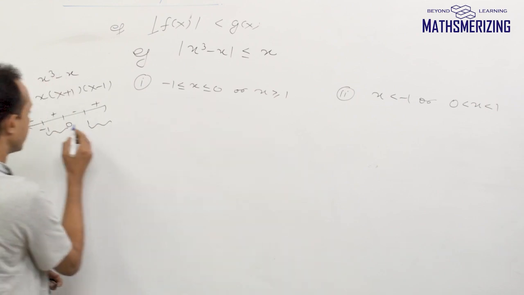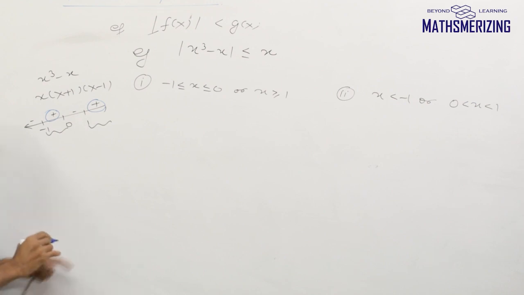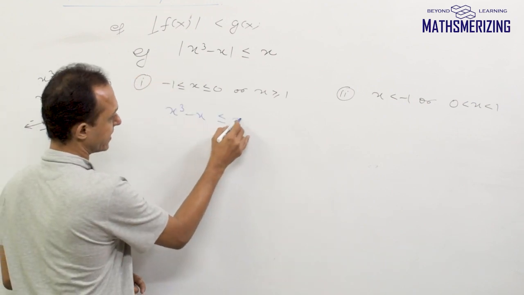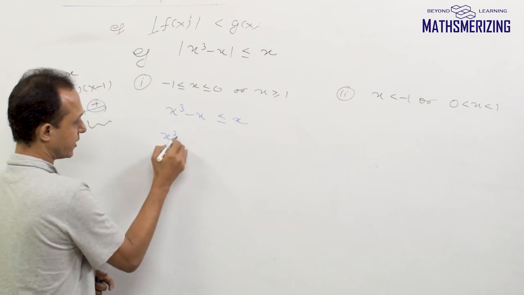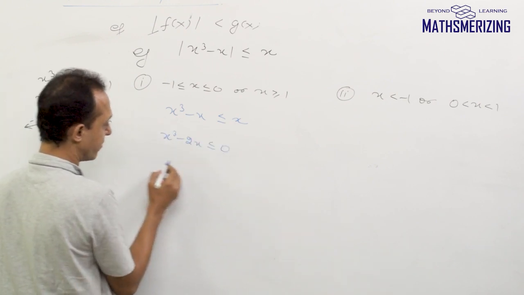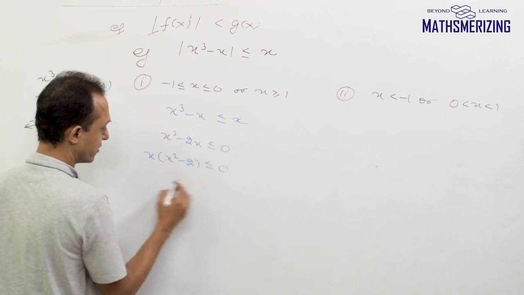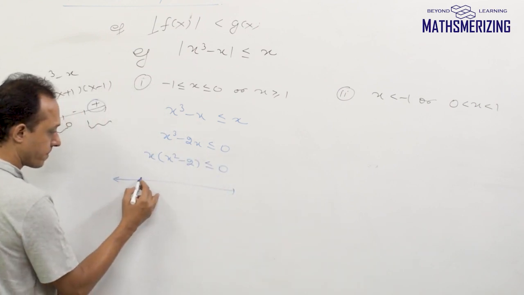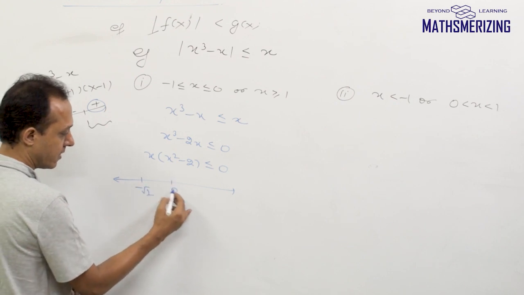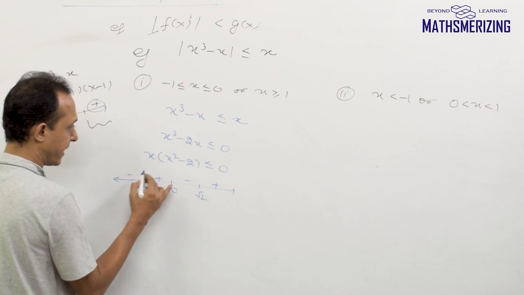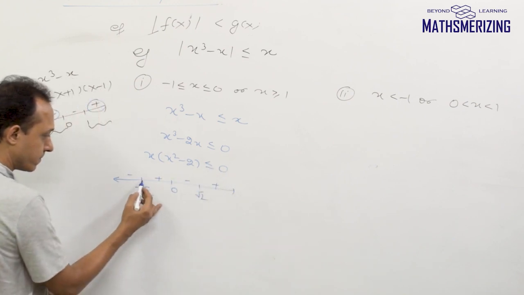Now for the first case, this function is positive, so I'll simply write x cube minus x is less than or equal to x. So x cube minus 2x is less than or equal to 0, x times (x square minus 2) is less than or equal to 0. So the roots are minus root 2, 0, and plus root 2. So this is plus, minus, plus, and minus. I'll need less than or equal to 0.